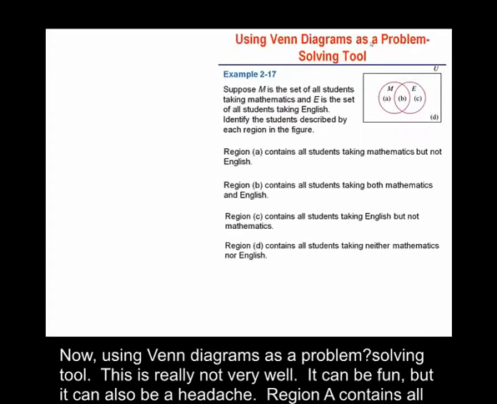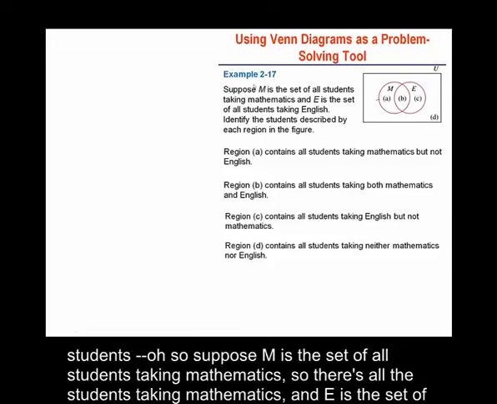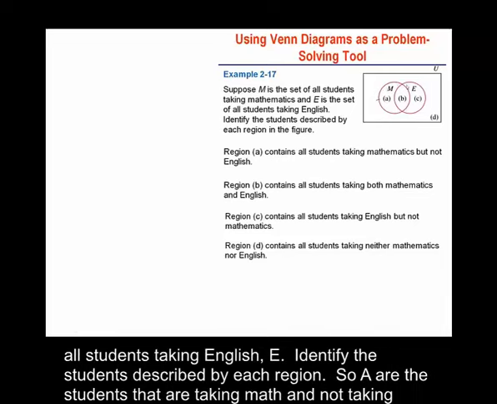Now, using Venn diagrams as a problem-solving tool, this is really not very easy. It can be fun, but it can also be a headache. Region A contains all students. So suppose M is the set of all students taking mathematics, and E is the set of all students taking English. Identify the students described by each region.